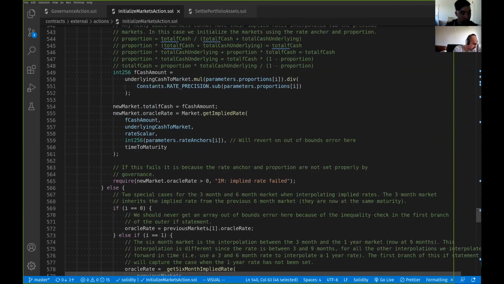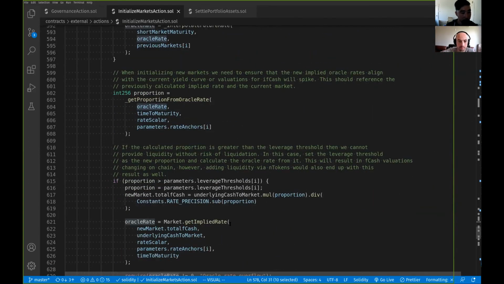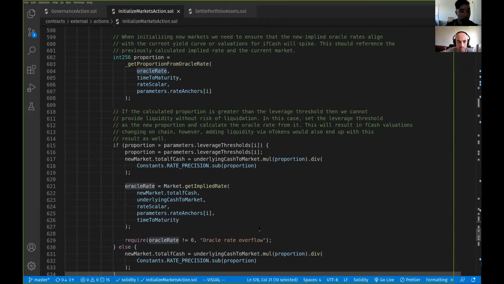So once we have this Oracle rate value, before we call it a day here, we're going to check what market proportion this implies. The reason we want to do this is that we don't want the N token to provide liquidity at a proportion that's too high. We have this leverage threshold as a safeguard against the N token being over levered. And so we want to make sure that that still holds when we initialize markets here.